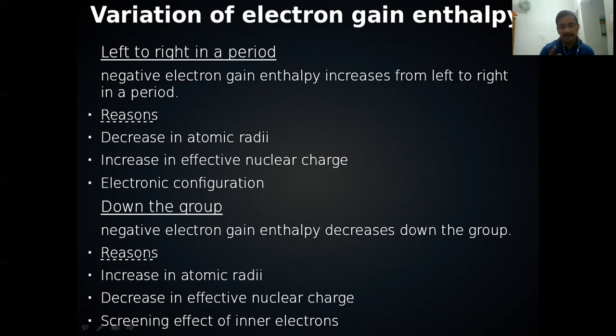As a result, what is happening? The negative value of electron gain enthalpy decreases down the group. Again, what are the reasons? Increase in atomic radii, decrease in effective nuclear charge. As the radii increases, the distance between nucleus and outermost electron increases.